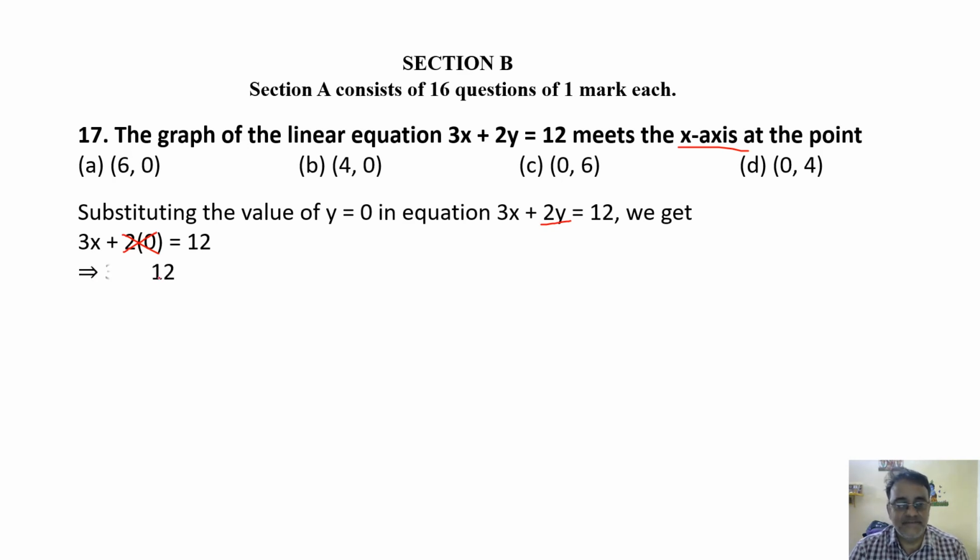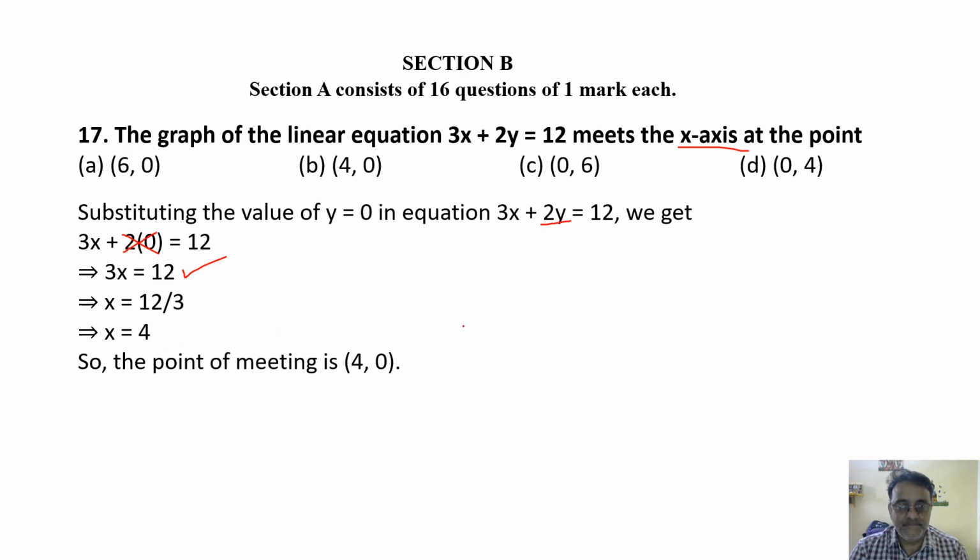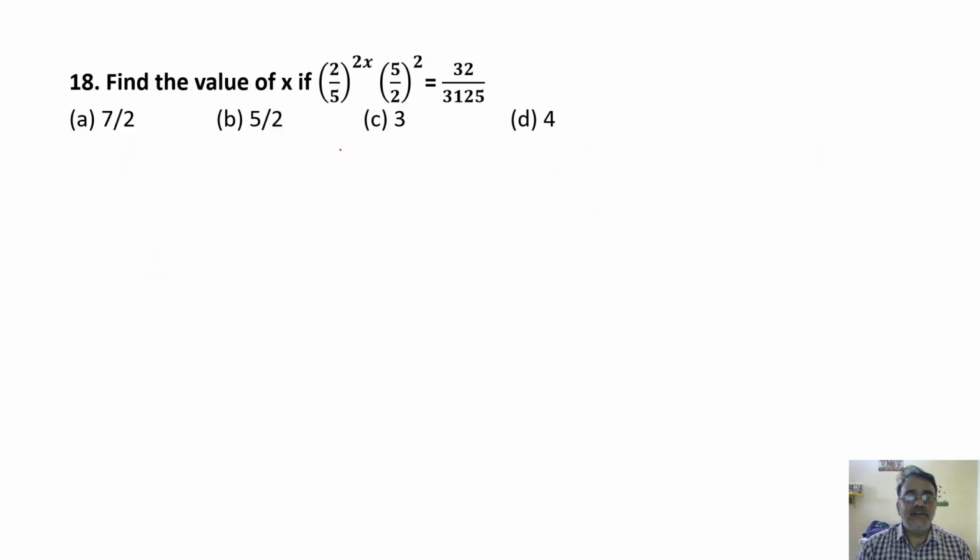3x is equal to 12. So what is the value of x? 4. That is 12 divided by 3, 4. So the required point is (4, 0). And the correct option is option B. Right. So now we are moving toward the next question.